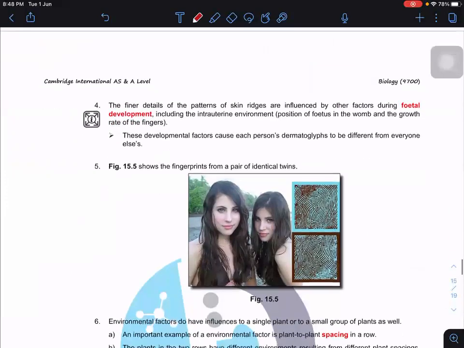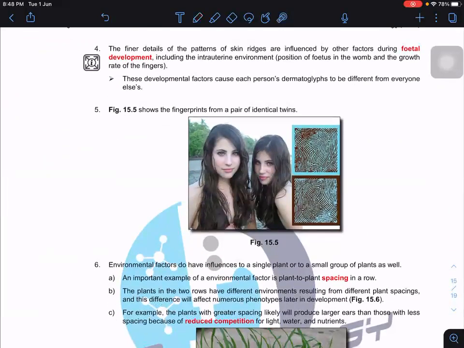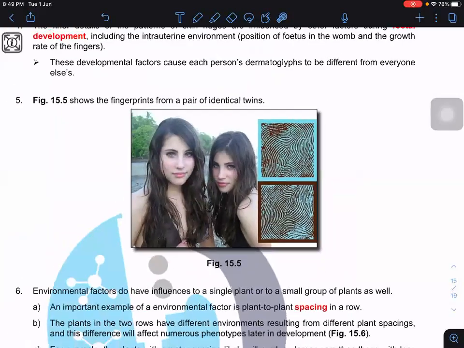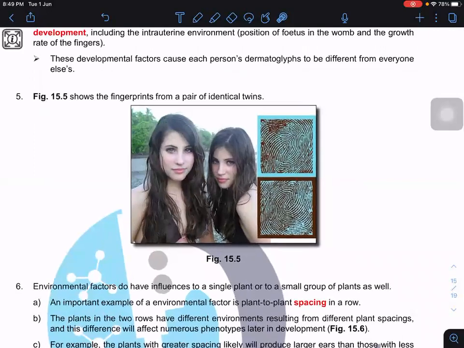So you look at this, the final detail of the pattern of skin ridges is influenced by other factors during fetal development. For example, intrauterine activity, the position of the fetus inside the womb. If you look at these two identical twins, you can see that the general pattern is still the same. But there are some fine features you won't be able to see. Therefore, even identical twins, the fingerprints may not be the same.